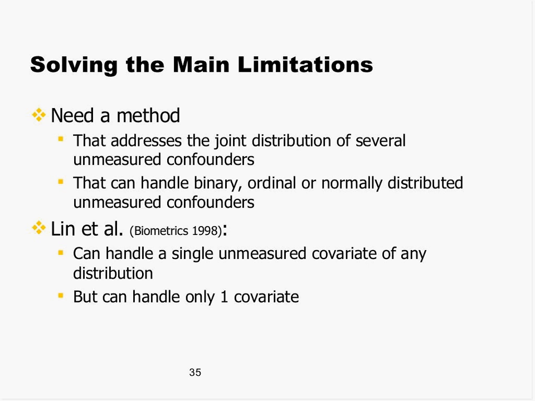Next slide. So that's that it can address the joint distribution. It can handle more than just binary variables. In it, I'll published a method that were based on a logistic regression, but that could handle all sorts of metrics for the confounding variable. It could be binary, ordinal, normally distributed, continuous. It could handle only one covariate. We want to handle multiple unmeasured confounders. Next slide.